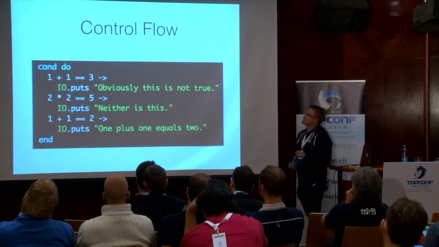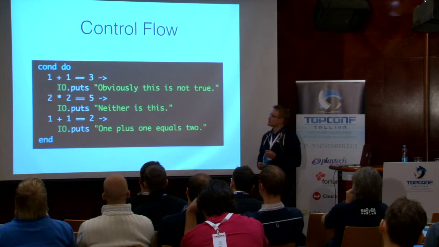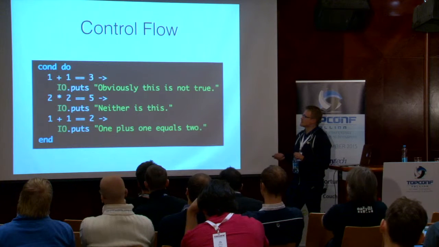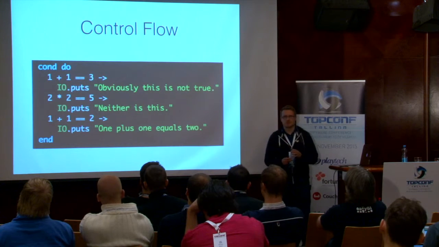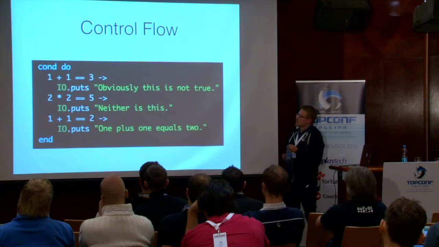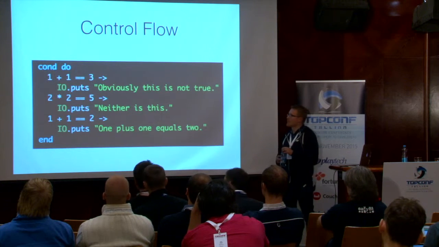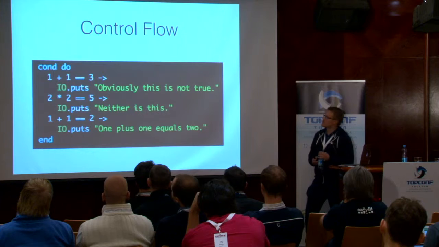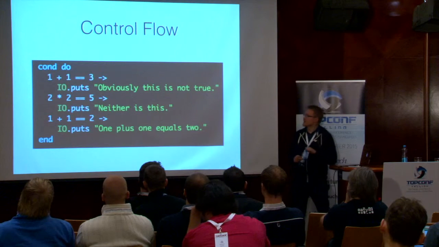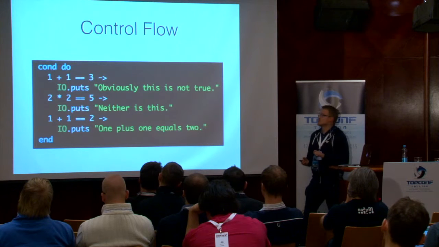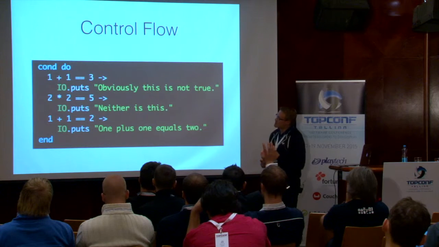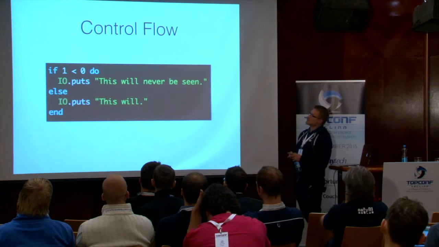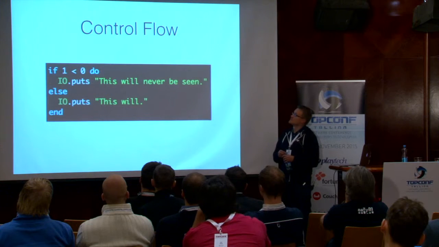Another control flow method is called cond, which tries to match different conditions to see which of them is true, and based on this executes code. This is similar to else if structure in imperative languages. This isn't actually used that much in Elixir, or at least I haven't used it too much. And of course, we have an if statement, which is cool.